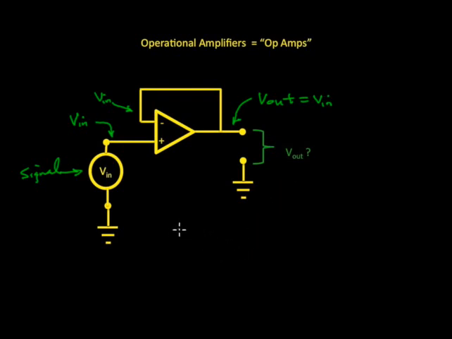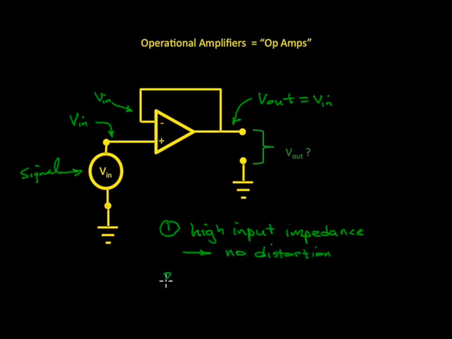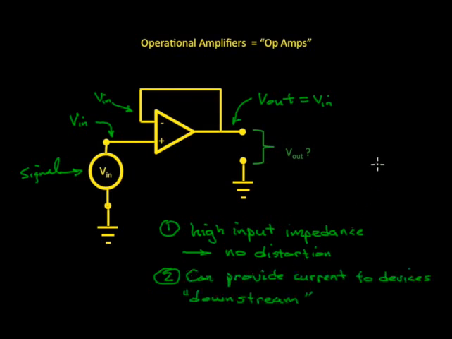That seems like a silly thing to do. What good have we done here? What have we accomplished? Well, we've gained two things. First of all, this has a very high input impedance. That means it's not going to draw current, so there's no distortion of our signal. The second thing is that, although I haven't shown it here, this op-amp is powered by separate power supplies. So if devices downstream have low input impedance, they can draw current, and this is not going to change the signal. This is a very frequently used circuit, and so we give it a name, voltage follower.